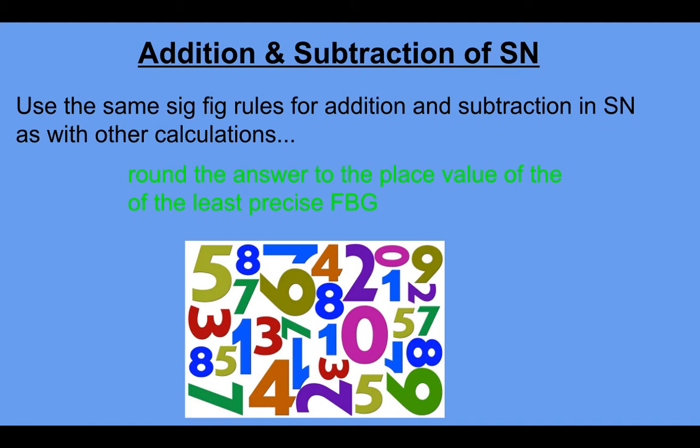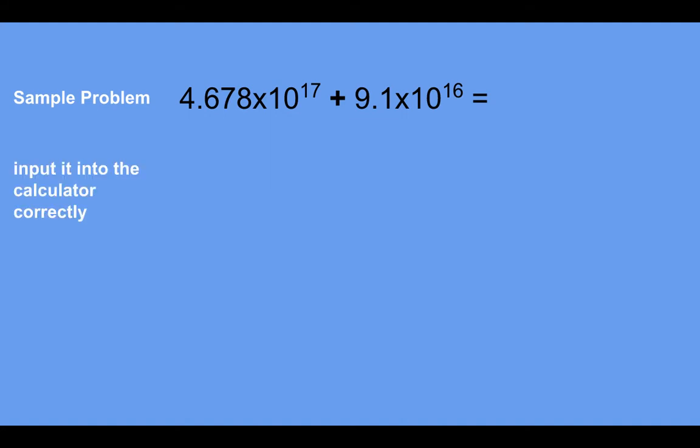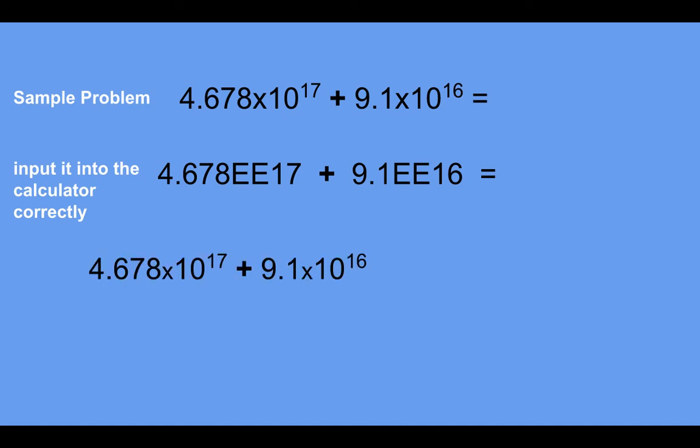So now you're going to try some addition and subtracting. There's a little bit of a twist to this, but the rule is the same, is that you round to the place value of the least precise first best guess. All right, so let's do a sample problem. 4.678 times 10 to the 17th plus 9.1 times 10 to the 16th. You're going to want to enter those using the proper keys on your calculator, in this case, the double E keys. And then you're going to get an answer, and you'll just write the answer out as you normally would.